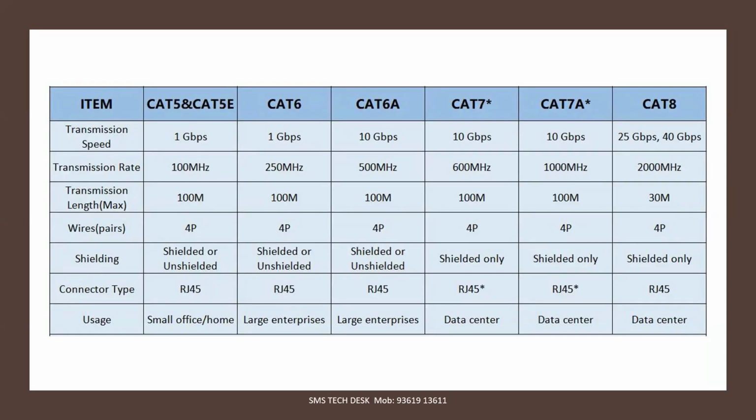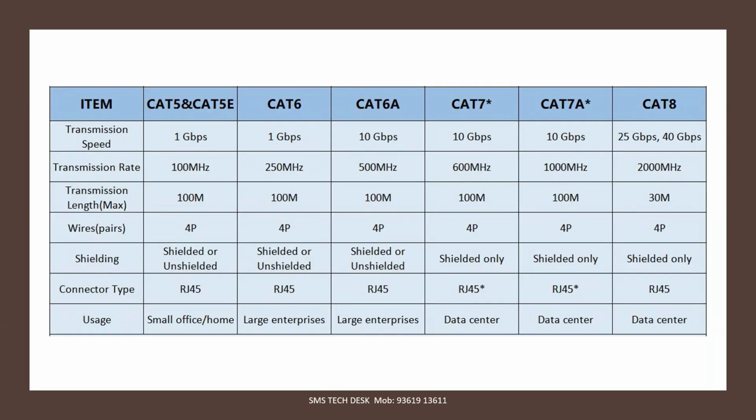So here Cat5 and Cat5e, the speed is 1 Gbps transmission speed. Then Cat6, it supports 1 Gbps. Cat6a, it starts supporting from 10 Gbps. Then Cat7, again 10 Gbps. Cat7a, 10 Gbps. And Cat8, it supports 25 Gbps to 40 Gbps.